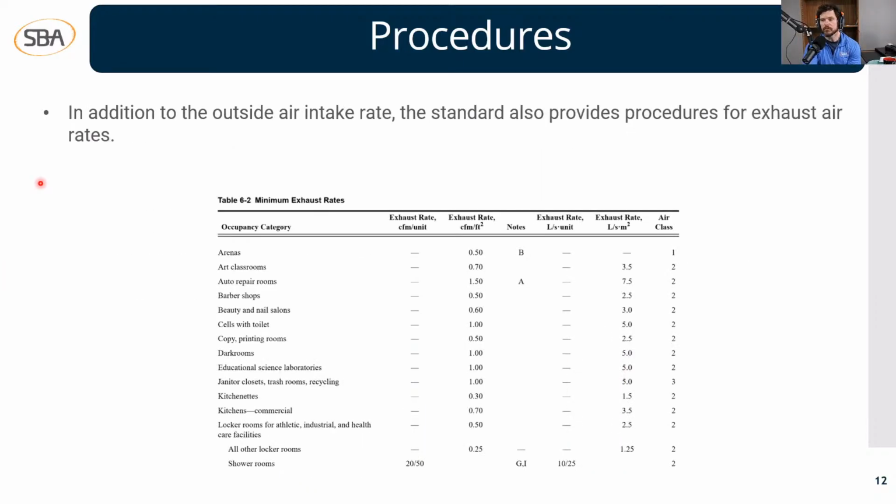Now, in addition to our outside air intake rate that we just talked about, the standard also provides procedures for exhaust air rates. So here are the minimum exhaust rates in Table 6.2. Now this is broken into categories for our occupancy by types of spaces. So we have arenas, we have art classrooms, barbershops, go down the line, and they all have different types of exhaust rates. So your exhaust rate for an arena is going to be different than a cell with a toilet.